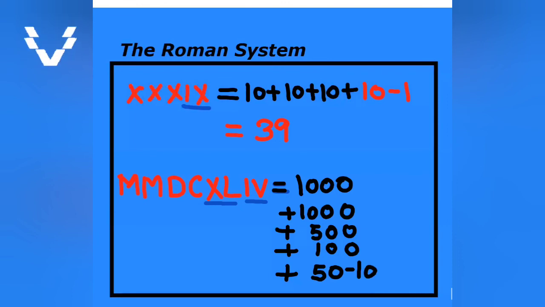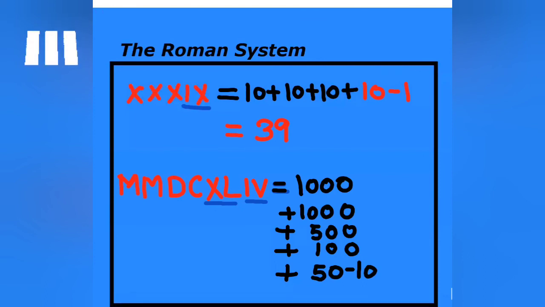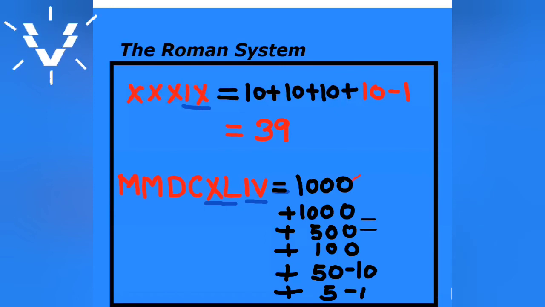Similarly, for the last two letters, the value of I is less than the value of V. Again, you will subtract. The value of V is 5, the value of I is 1. So the answer you will get will be 1000, 2000, 2500, 2600, 2640, 2645.